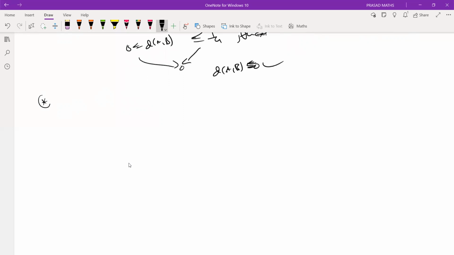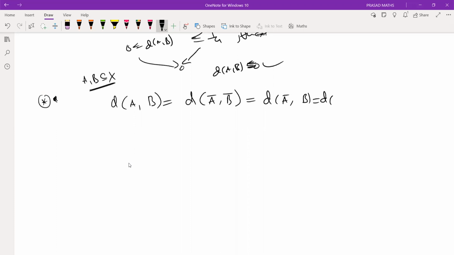Again, we can have some important properties. Distance between A to B, whenever A comma B are subsets of a metric space, any two subsets of a metric space, for the sake of convenience, A should be non-empty, B should be non-empty. Distance between A to B is nothing but distance between A closure and B closure, and distance between A closure comma B, and distance between A comma B closure. One can easily prove it by using the infimum property and the closure of the set property.